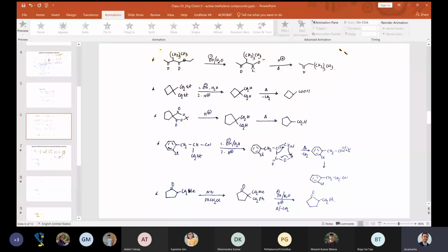But then this is a beta keto acid. Beta keto acid means it can form a 6-member cyclic hydrogen bonding. Correct? That means if you do the heat treatment, this carbon dioxide will be easily removed, so that ultimately you will get this kind of ketone. So simply we can make such ketones. This kind of cyclic system can also be made. We will see this in the coming example.